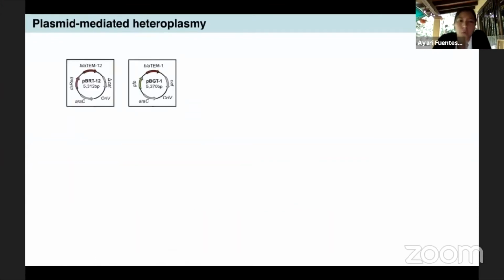So when we want to study this, what we did now is to develop another experimental system. Now we have the same plasmid with the blaTEM1, which is marked with the GFP. And then we are going to have the same plasmid, but now we are going to introduce this new mutant gene, which is going to be the blaTEM12. And this is going to be marked with the DsRed.